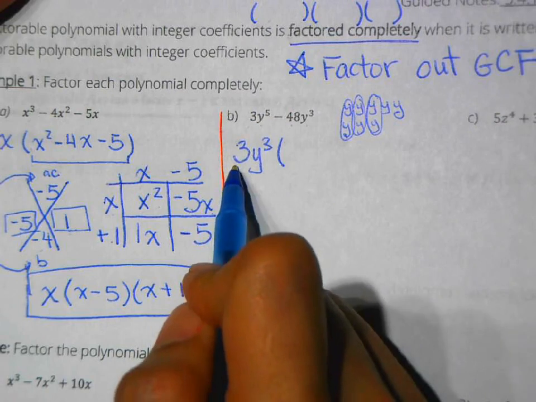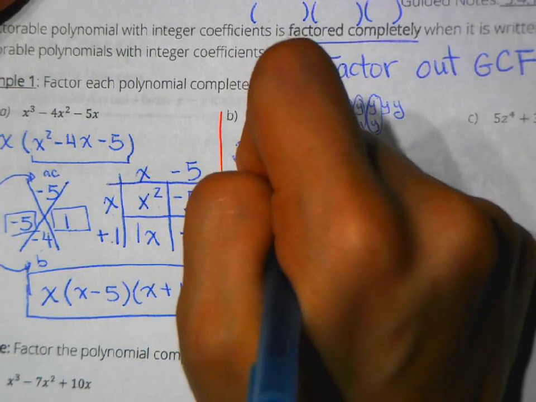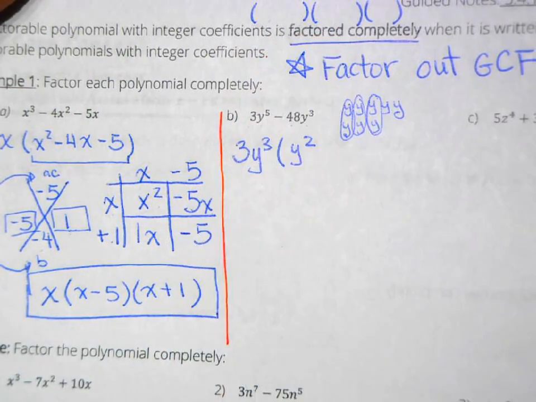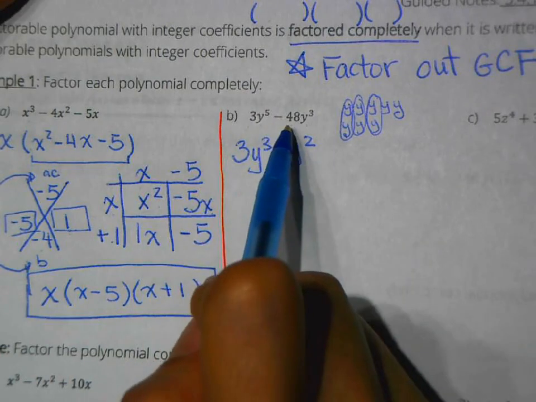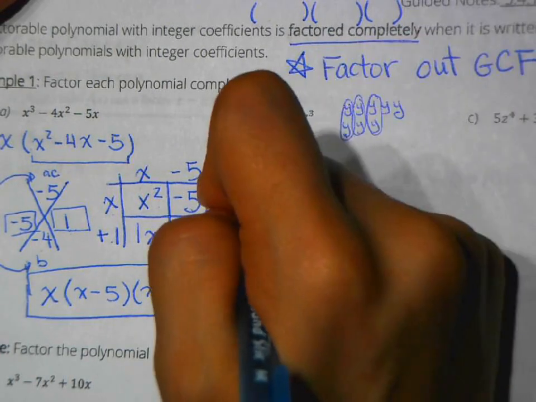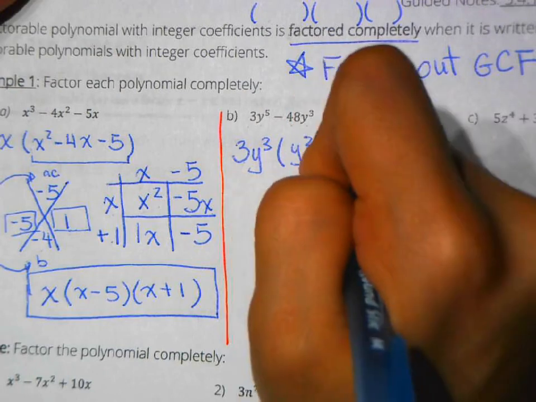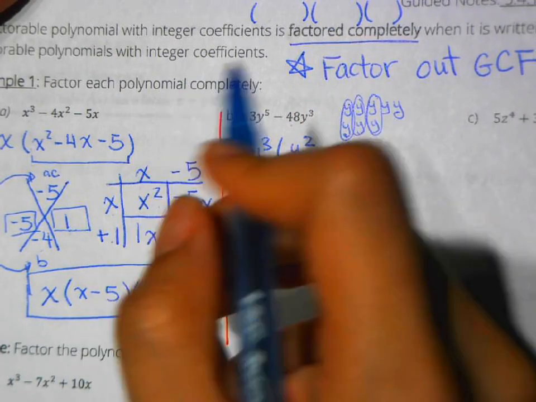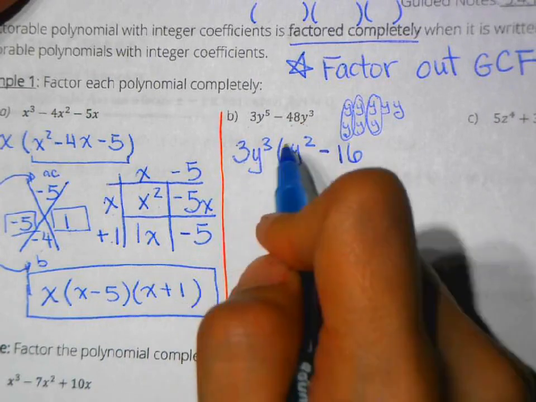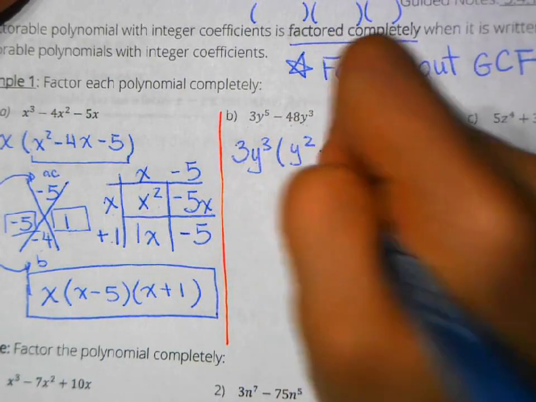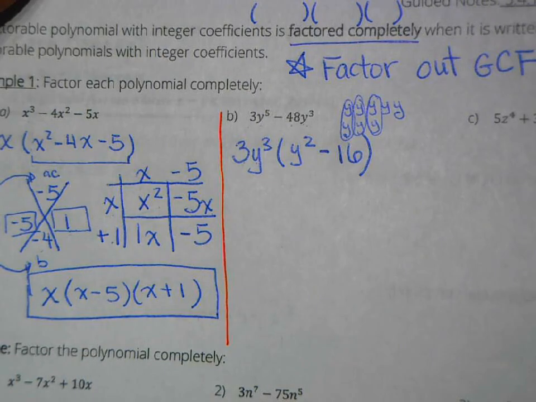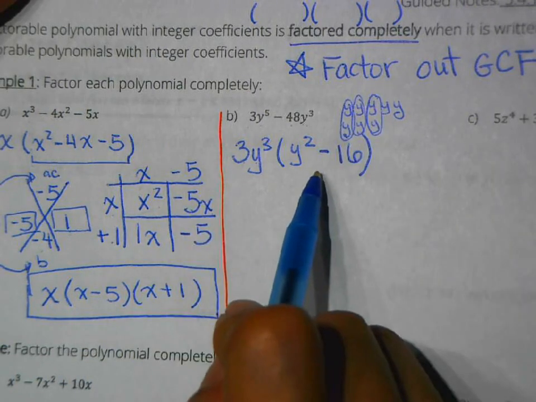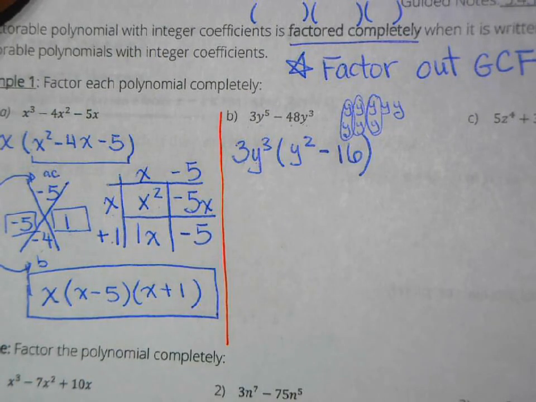3y to the fifth divided by 3y cubed is going to give me 1y squared. 48 divided by 3 is going to give me 16. Y cubed divided by y cubed is going to cancel that. This is a difference of squares, like we saw earlier in the lesson yesterday.